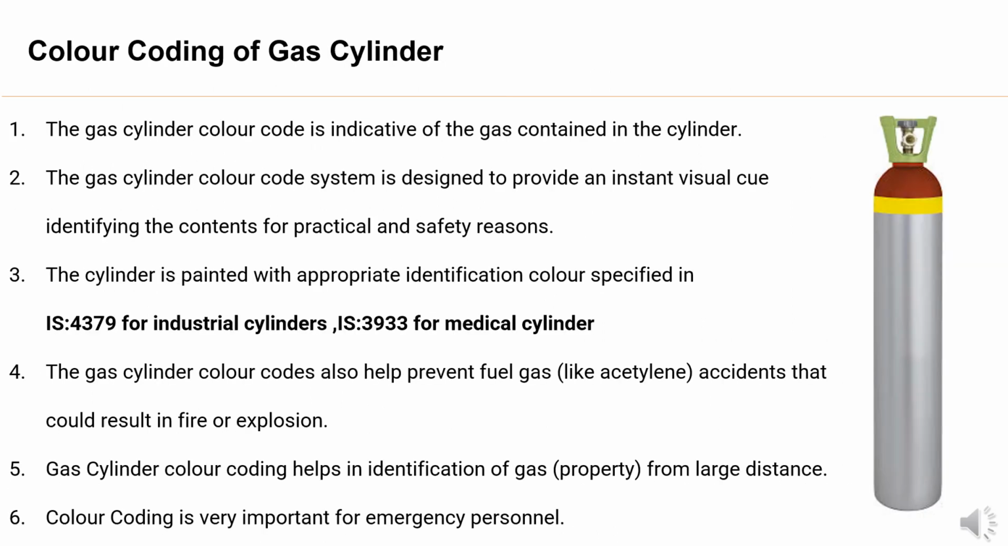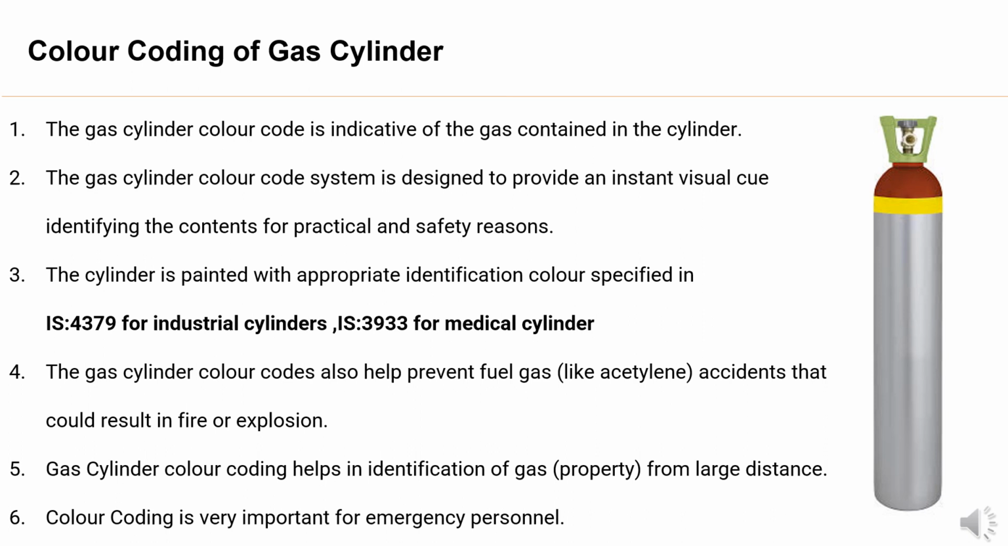We will go through two important statutes requirement. 1. Color coding of gas cylinder. 2. OSHA and the Compressed Gas Association, CGA, requirement on cylinder valve threading. What is color coding of gas cylinder? The gas cylinder color code is indicative of the gas contained in the cylinder.